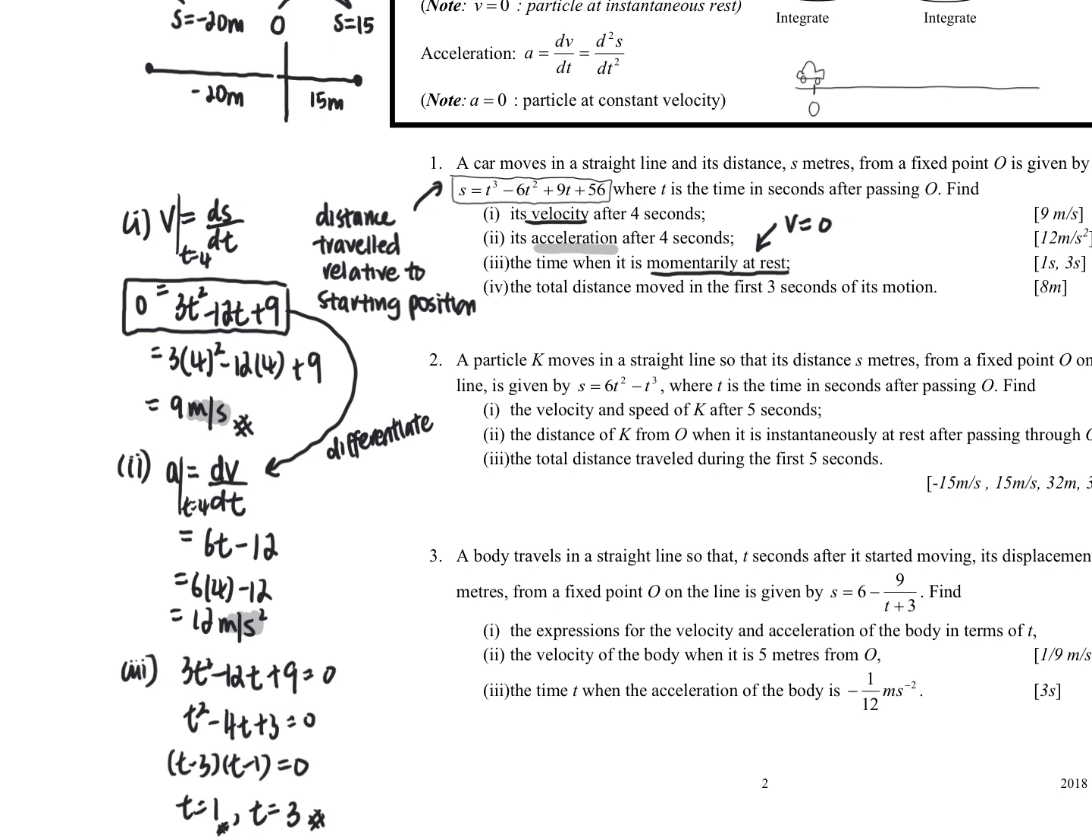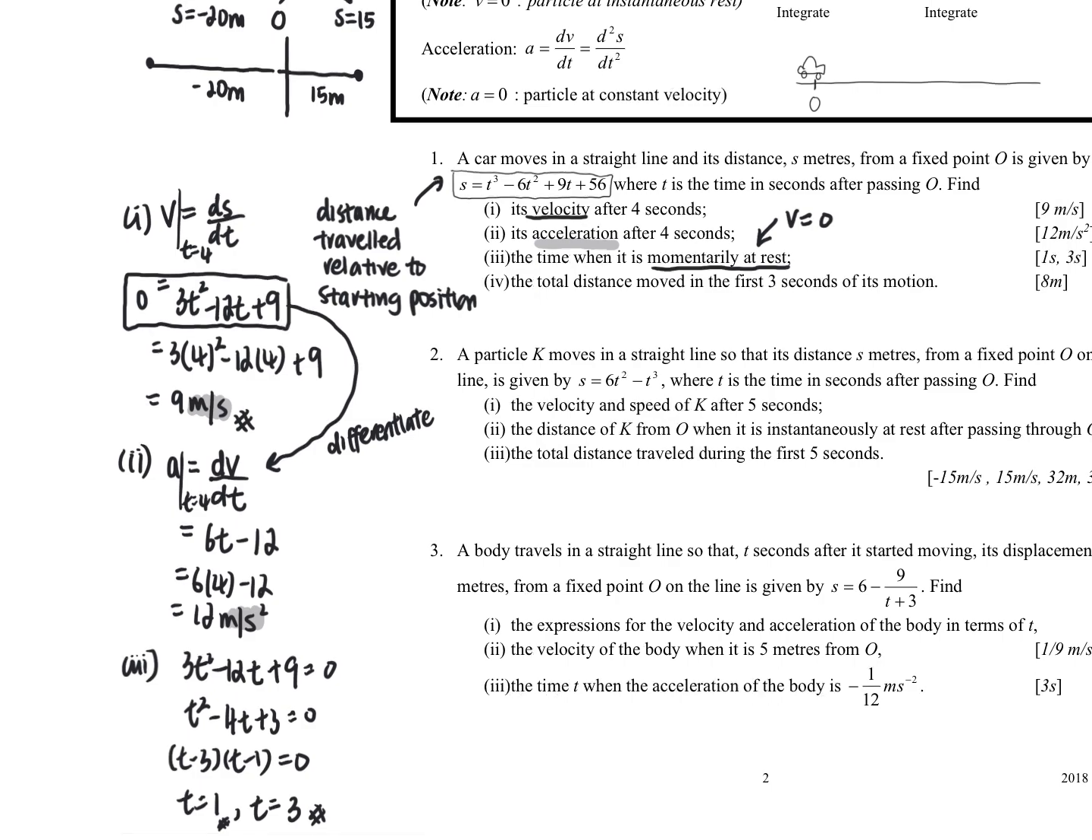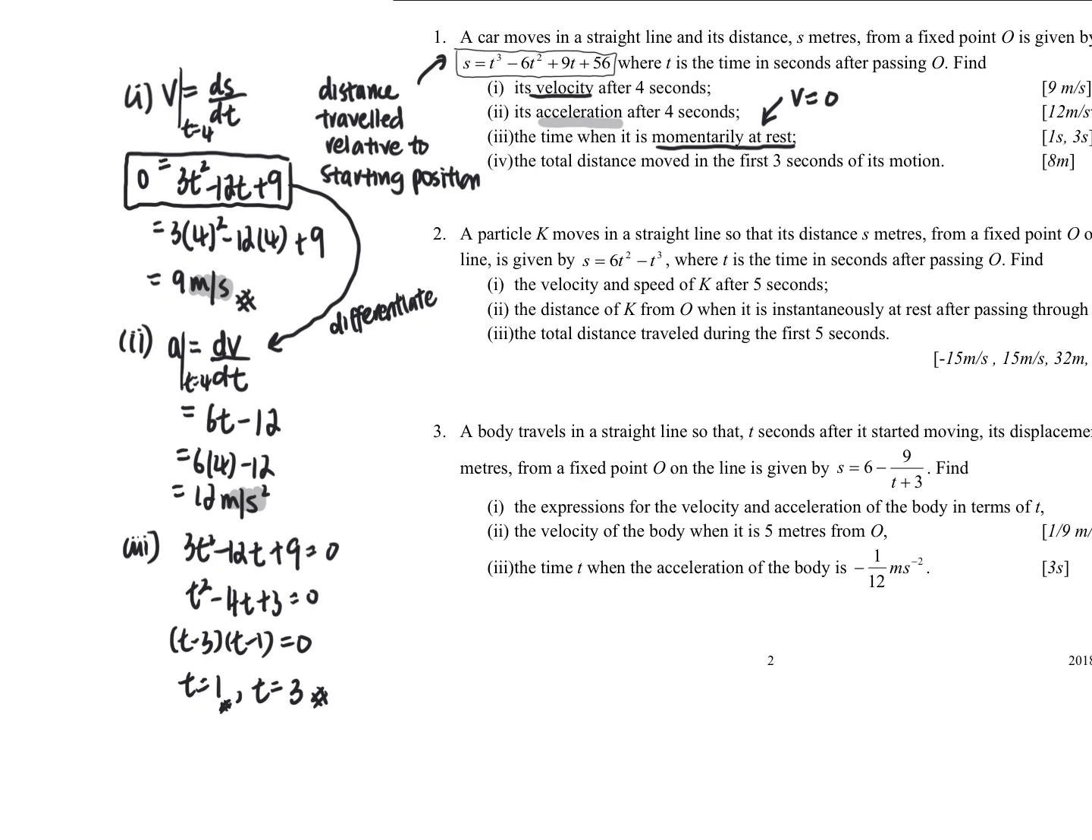Okay? Very last part, the total distance moved in the first 3 seconds of motion. Okay, so this is the only one that sometimes some of you might take some time to understand. But let's try to start off first. There's a few key points you need to take note of. You need to find displacement where t is 1, displacement where t is 3. Because at this point, it changed direction, remember? At this point, it is where your particle will change direction.